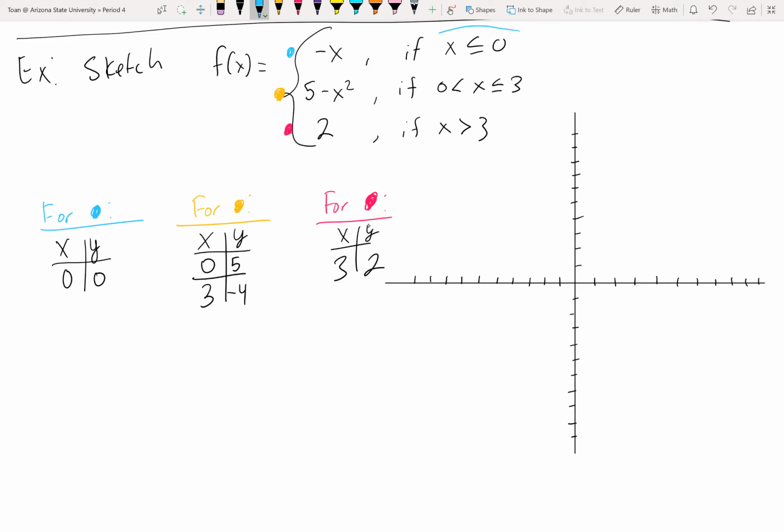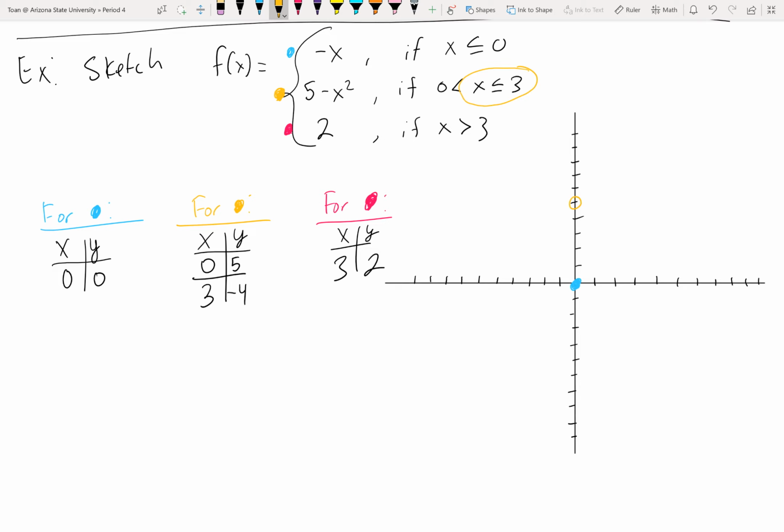So for the blue, notice at 0, he has a little line underneath the inequality. When I make my point, he will be solid. So (0, 0) will be solid. Let's move on to the yellow. Well, at 0, the inequality does not have the line, so the point at 0, I'm going to put open. So that's (0, 5) for the yellow. He will be open. 1, 2, 3, 4, 5.